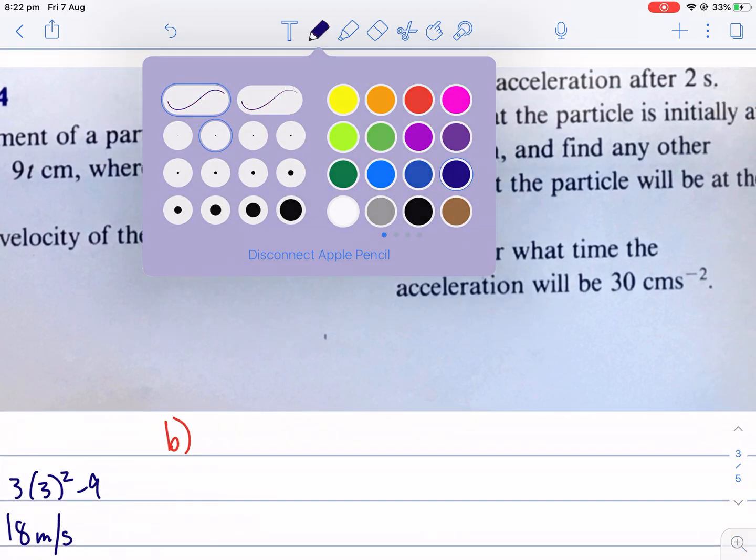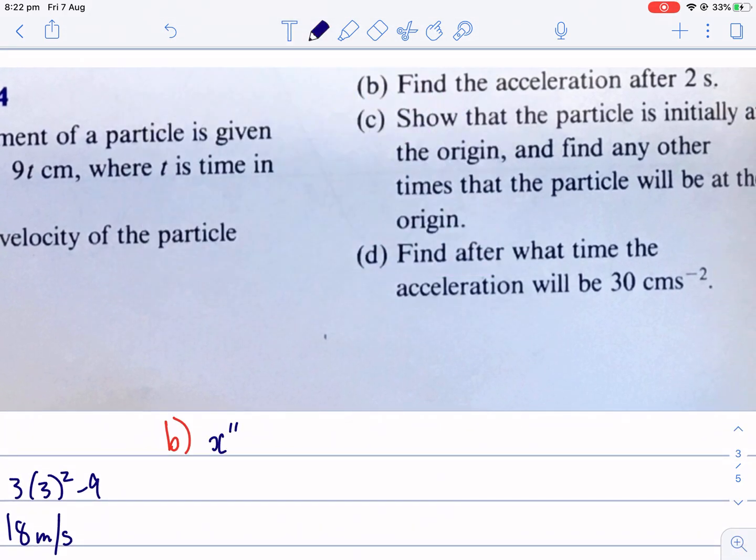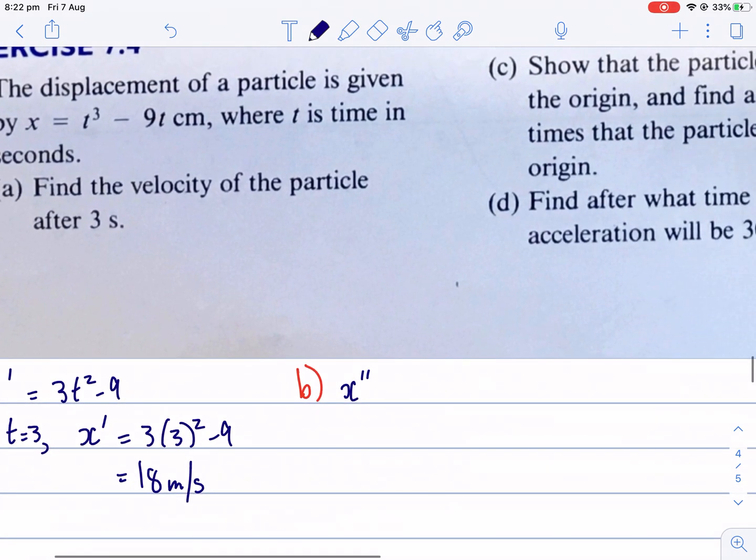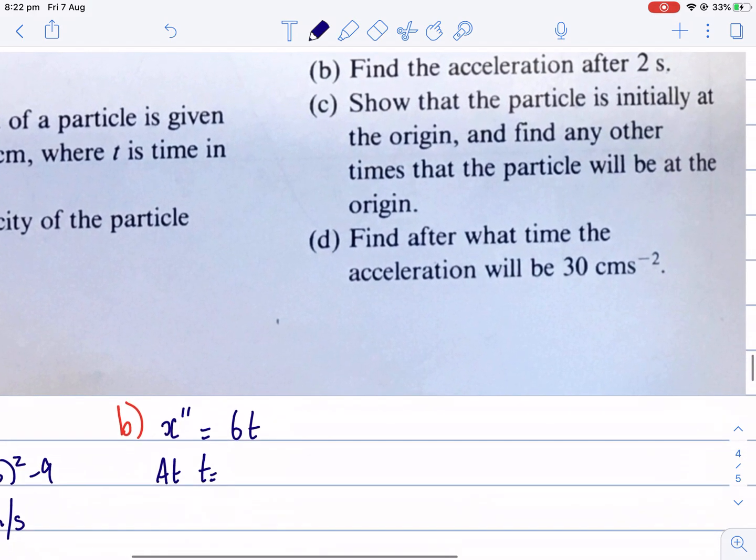Okay, B. Find the acceleration after 2 seconds. So we're finding the double derivative, deriving it a second time. So 3t squared take 9, the derivative of that is just 6t. At t equals, they give us time 2, x dash dash equals 6 times 2 equals 12 meters per second squared.